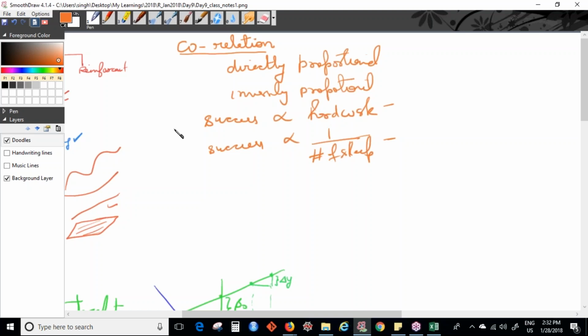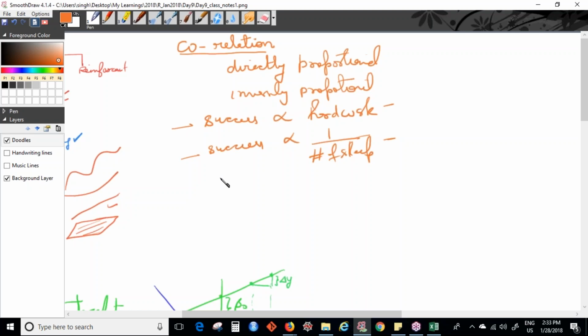So we have seen this in our school. What does this mean? This means that the harder you work, the more successful you will be, or the more you sleep, the less successful you will be. This is what it means. Okay? So we saw this in school, but we were not able to quantify this.